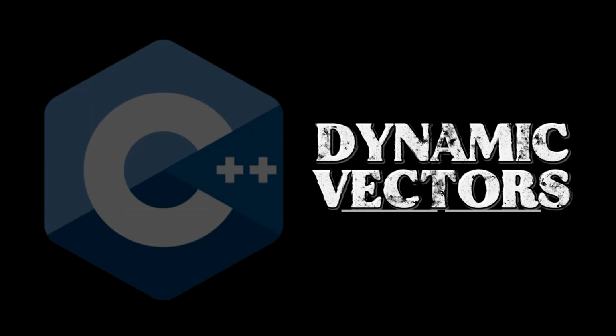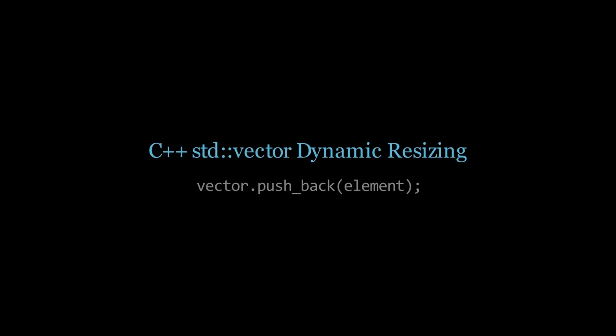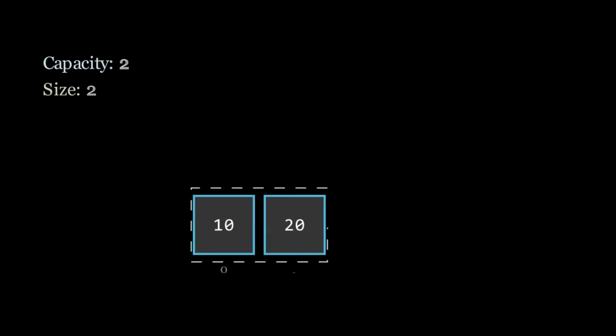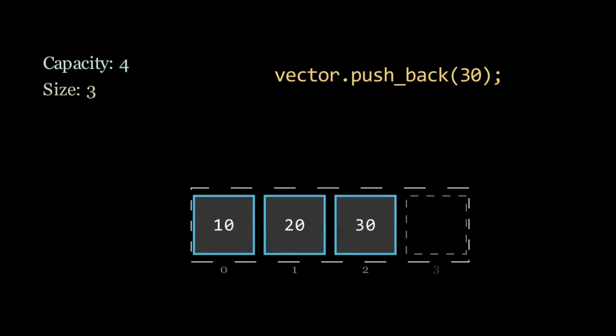Dynamic vectors in C++. C++ keeps C's raw arrays, but introduces std::vector. By including <vector>, you can create a collection that automatically resizes itself using .push_back. You get low-level C performance with high-level dynamic convenience.